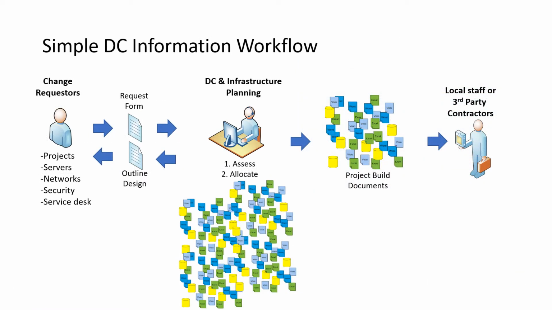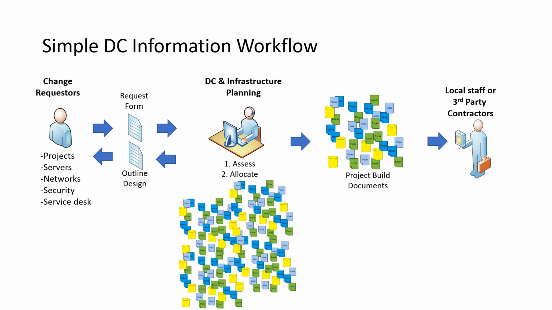Here's a very simple workflow covering how change requesters typically will request changes, which then need to be planned and understood and then communicated through to third parties to do a build. A couple of challenges we have with that, and the first thing is the change requesters don't always understand the terms and the jargon that the planning teams use, and they don't necessarily have access to all of the information sets, the master records for capacity, and also an understanding of the policies.